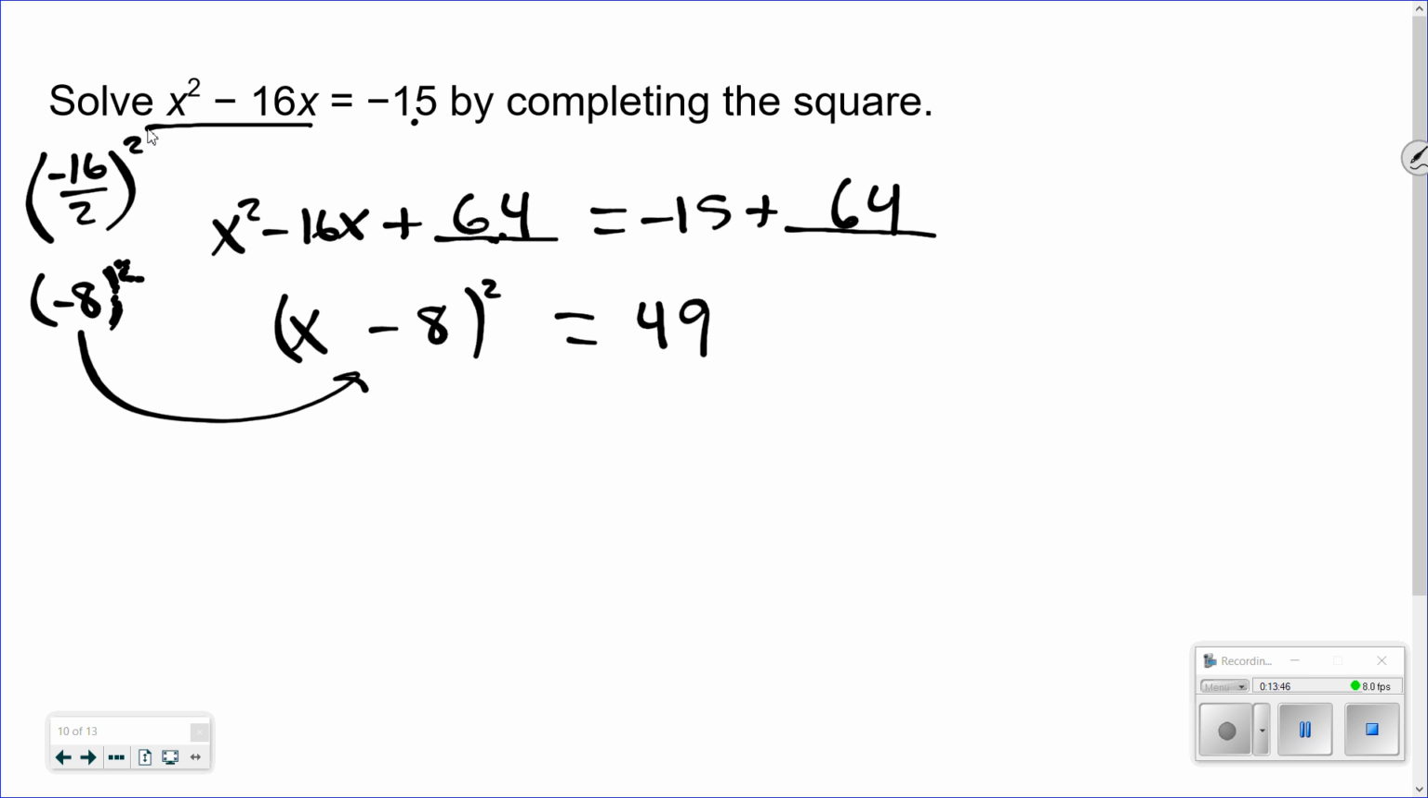Okay, now from here you're just solving for x. So to solve for x, get rid of the square. I know I've said this over and over again, but don't forget the plus or minus. And the square root of 49 comes out evenly, it's just 7. Move the 8 over.